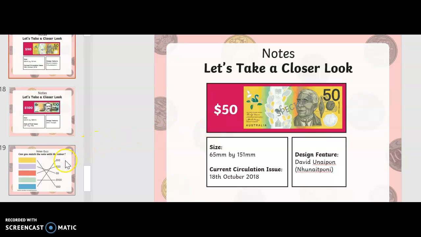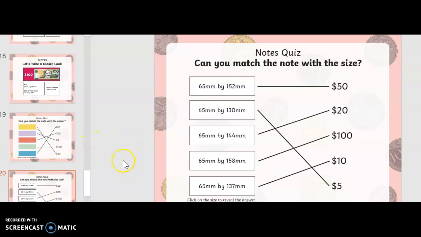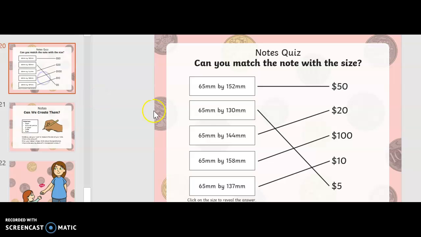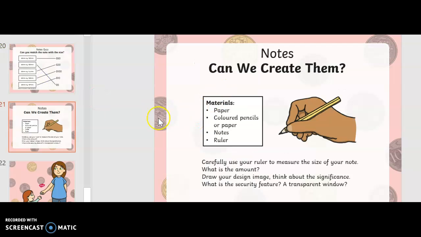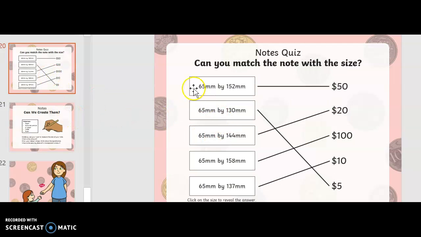So this is matching the size of the note to the right number note. Okay, so you don't actually have to know those measurements. I don't think that's important for us right now.